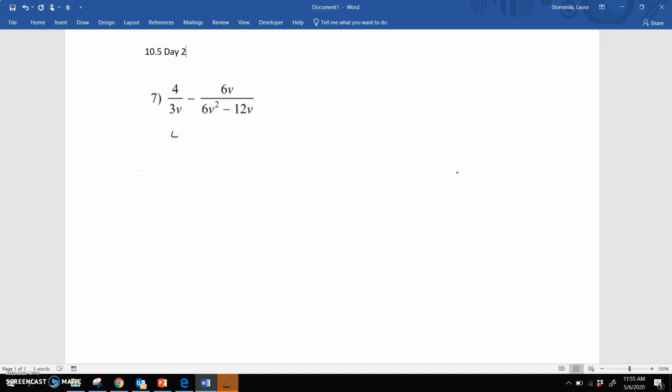4 divided by 3v can't be simplified, so I leave it. Minus. Now a common mistake again would be to cancel out the 6v right now. I am not allowed to do that because of the minus, but I can see that this has a common factor, greatest common factor of 6v on bottom. So I have 6v over 6v times v minus 2.